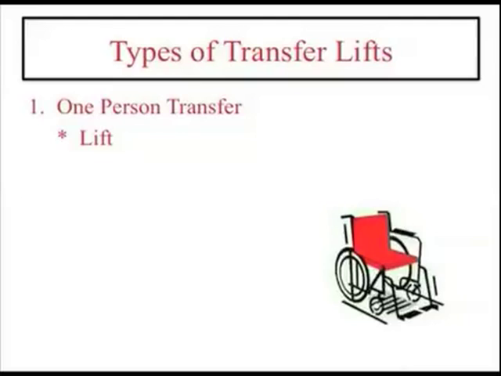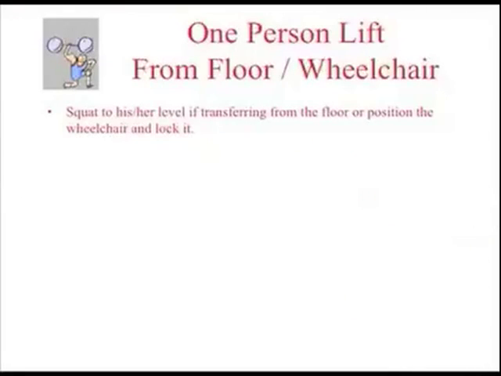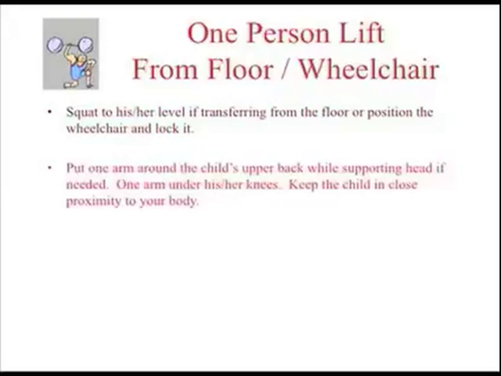Types of transfer lifts. One-person transfer lift. Squat to the student's level if transferring from the floor, or position the wheelchair and lock it. Put one arm around the child's back while supporting the child's head if needed. Place one arm under his or her knees. Keep the child in close proximity to your body.